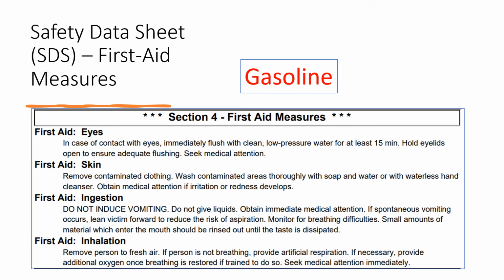I'm not going to go word by word and bore everybody, but let's look at ingestion. If you were ever going to ingest this somehow by accident, one of the big things on here, it says, do not induce vomiting. Do not give liquids, and then it goes into the rest of the information. It caused damage going down, so you don't want the person to vomit and cause that damage again as it's coming back out. Now, of course, obviously, if there's spontaneous vomiting, you lean the person forward. You make sure that they can't choke on their own vomit and that kind of thing, but you purposely don't make them vomit in this case.